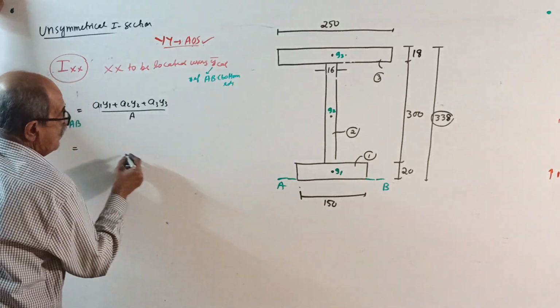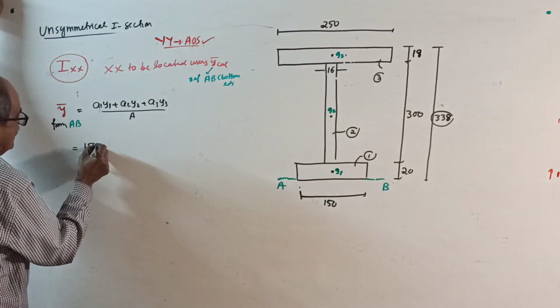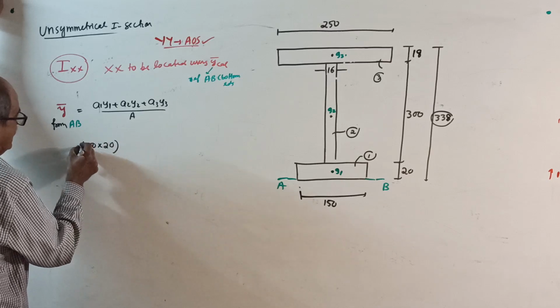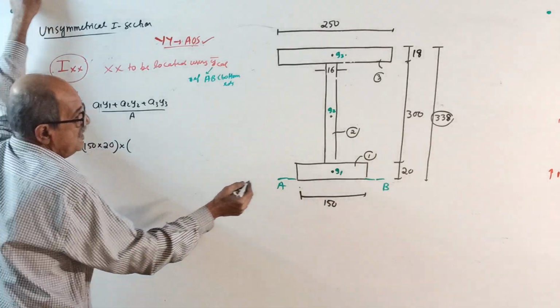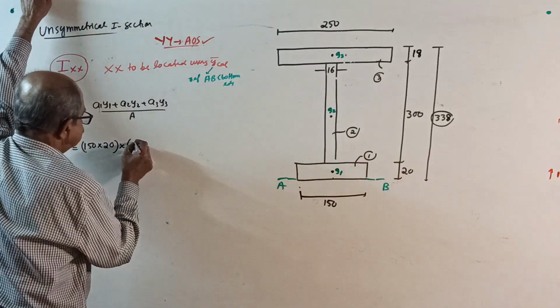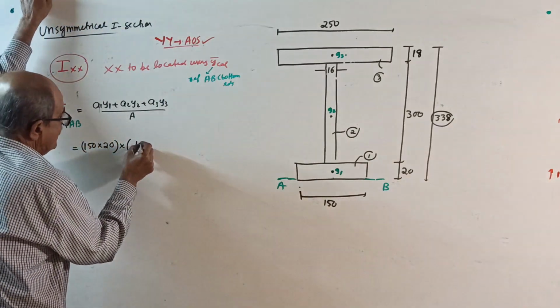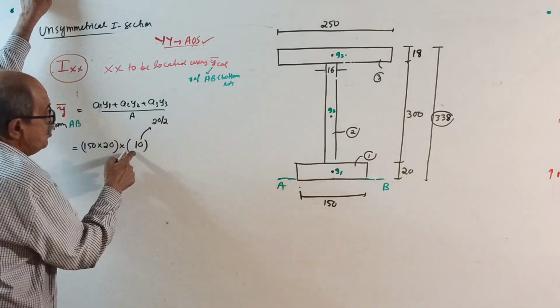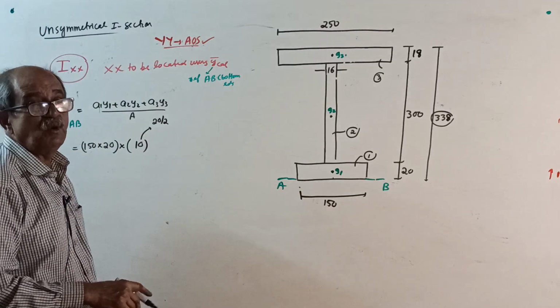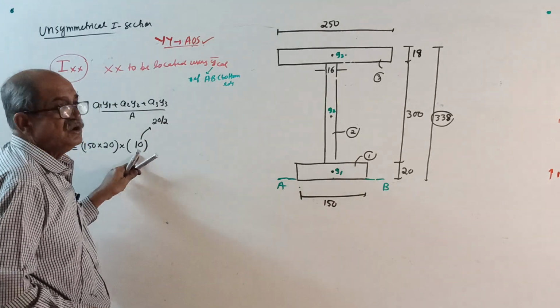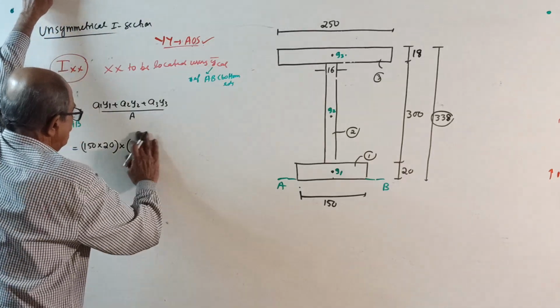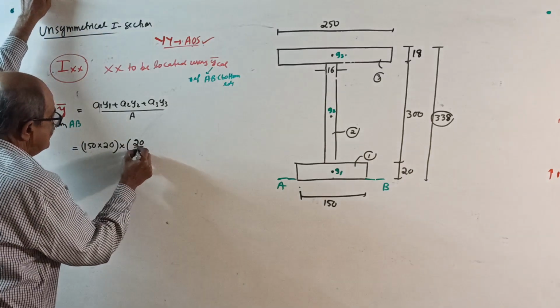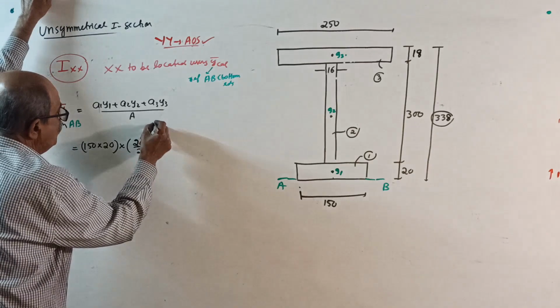A1 is 150 into 20. That 20 is A1 into Y1. Y1 is 20 by 2. I will put 10 here because you require it. This is 20 by 2. That's how you got 10. Now numbers are there, that's why I told you, you write the answer here. 20 by 2 is equal to 10.